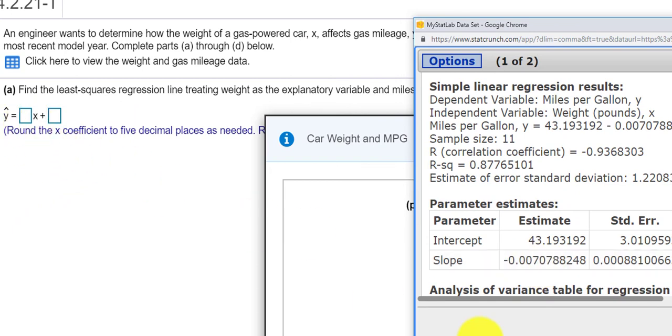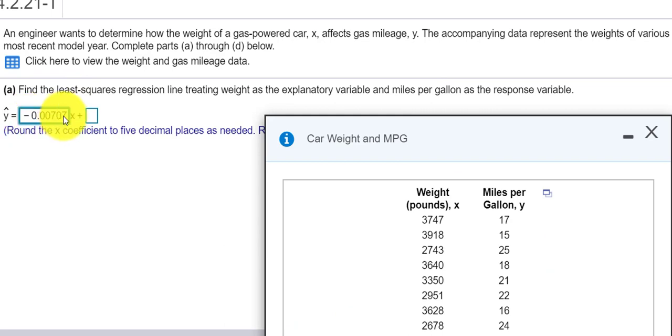So my slope is 5 decimal places. 1, 2, 3, 4, 5. So I have to round that last digit up to an 8. I'll place that in here, and I had to round up.